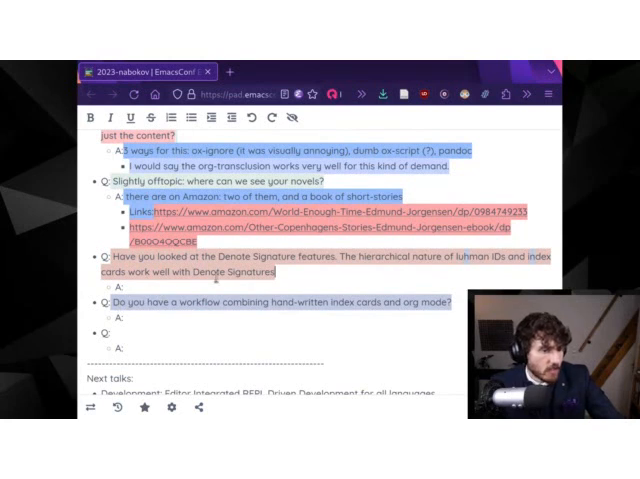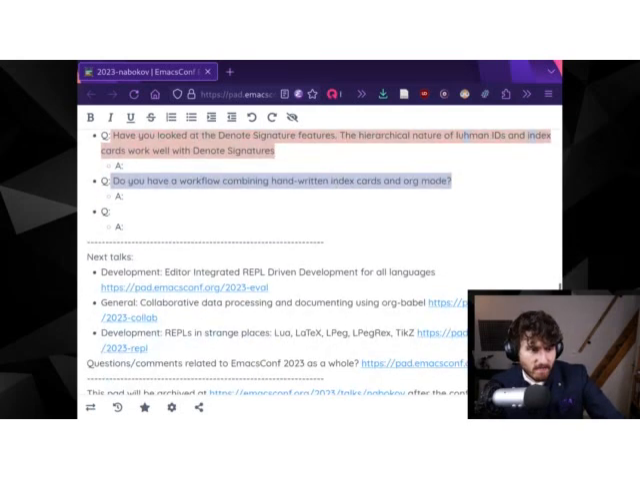Next question. Do you have a workflow combining handwritten index cards and Org mode? Great question. I do not. I do write by hand when I get, I don't know what a good term for it is, I'll call it editorial paralysis or something, when I find it very hard to move forward in something because I keep going back and tweaking.